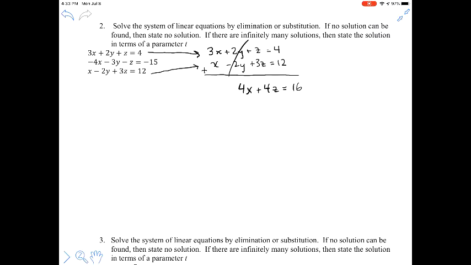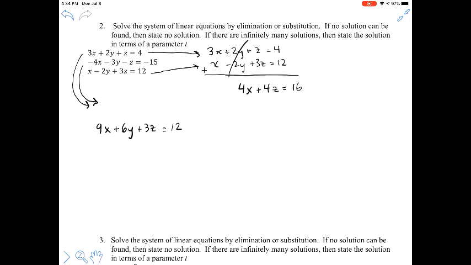So I've already used equation 1 and 3, so we could use 1 and 2. If I take equation 1 and equation 2, I've got to multiply, because if you look at the coefficients of y, one's a 2 and the other one's a negative 3. So I've got to have those be the same number but opposite. One's positive, one's negative. So I'm going to multiply the top equation by 3 and the middle equation by 2. So that top equation is going to become 9x plus 6y plus 3z equals 12.